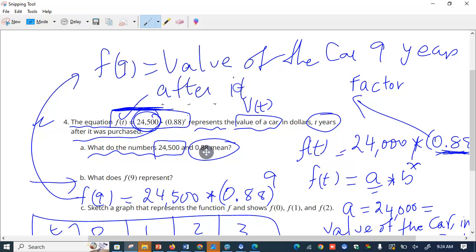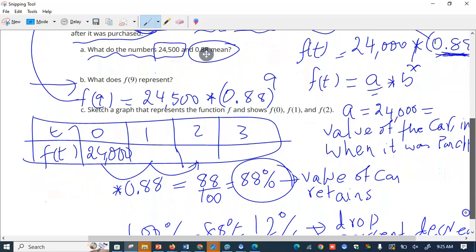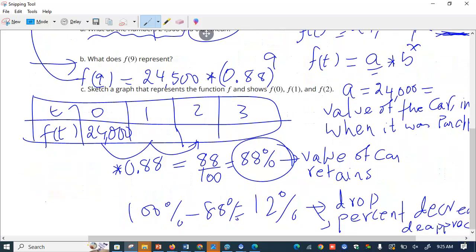It was purchased. Okay, so you can fast forward this. Some of the things are very easy, but I like to make it very clear what each number represents. Now the last question we have to graph this.